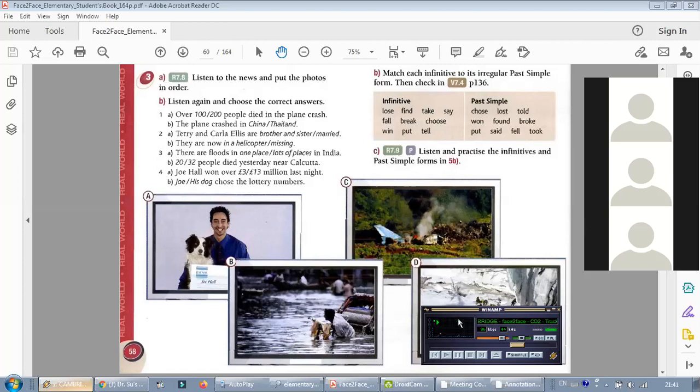Okay, so let's listen. So we have, okay, the first time, we're going to put the photos in order. Let's put them in order.